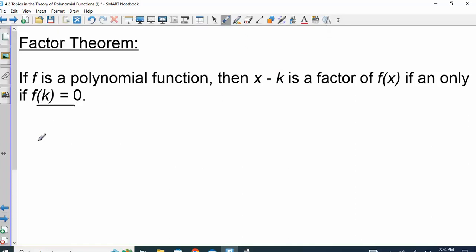So we're going to do a couple examples to end today, deciding if things are factors. And really I'm going to show you both ways. We can either work out the division or we can use this shortcut to help us get the answer.